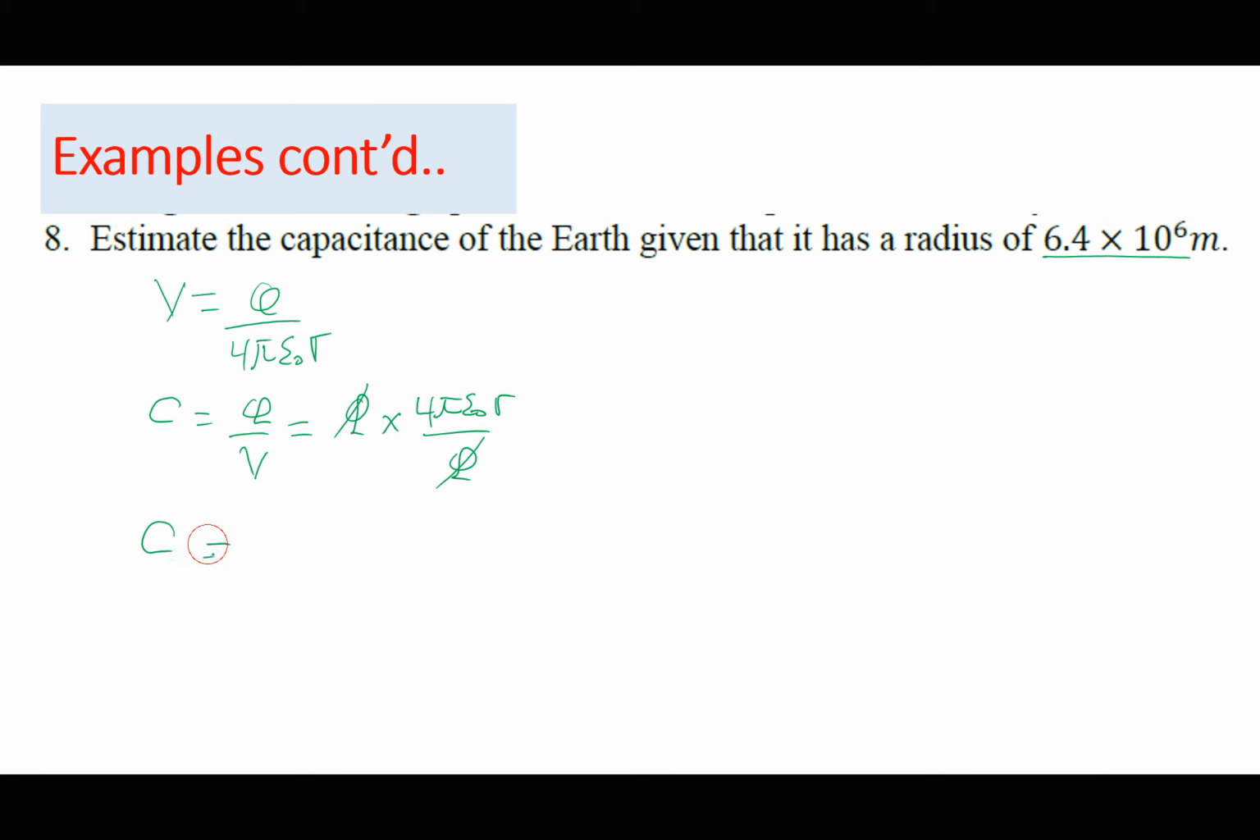So the capacitance on the Earth is going to be simply 4 pi epsilon naught times R. When I make substitution, this will be 4 pi epsilon naught, which is the permittivity of free space, 8.85 times 10 to the power of minus 12. This is always given in the list of constants. Then times R, which is 6.4 times 10 to the power of 6. So I'll just press my calculator.